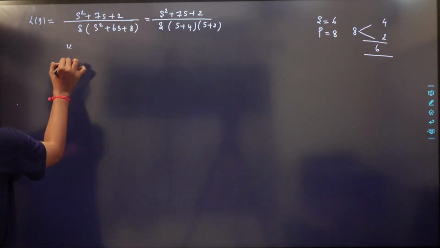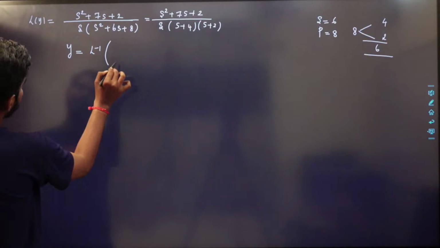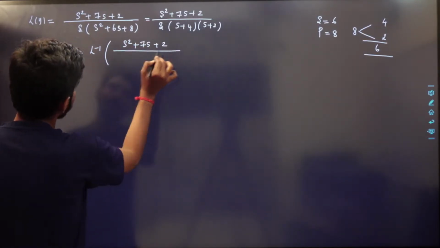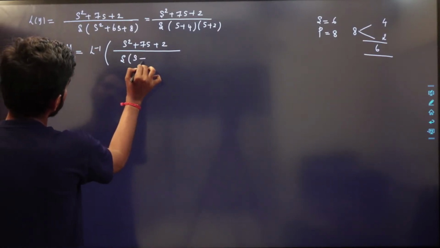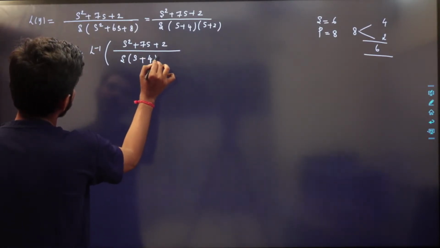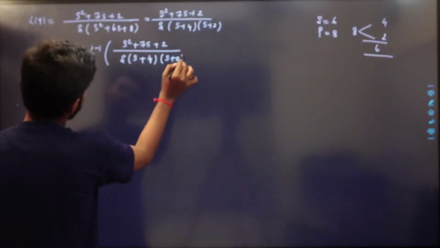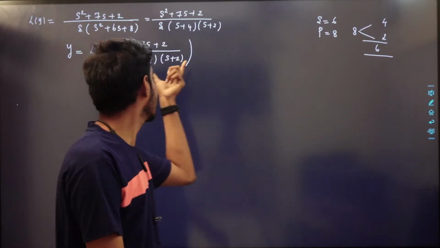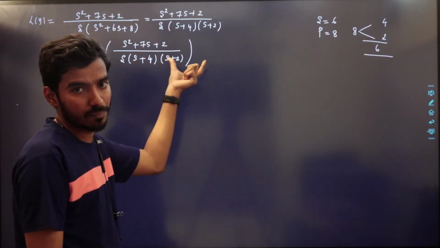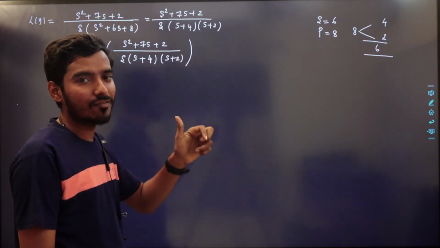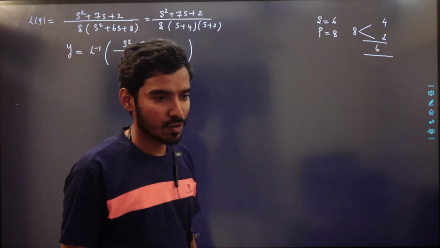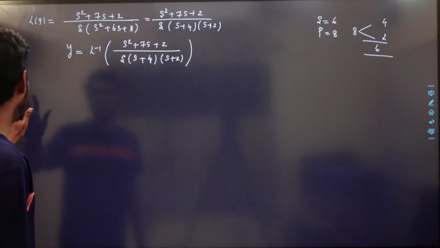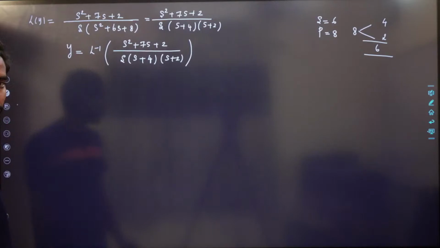That means in order to find y, y is nothing but L inverse of (s square plus 7s plus 2) divided by s into (s plus 4)(s plus 2), right? So this is our required function y of t, but we need to find this inverse Laplace transform. You have to do partial fraction. After that, you need to apply L inverse, right? No doubt. Okay.